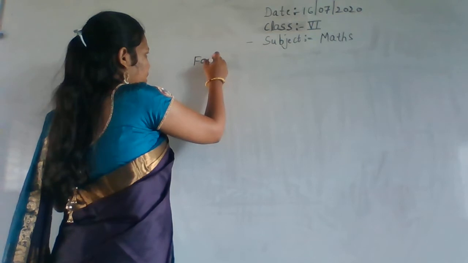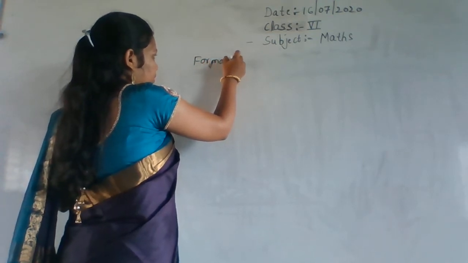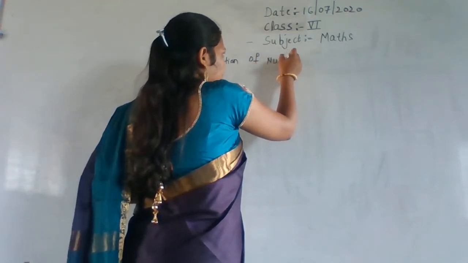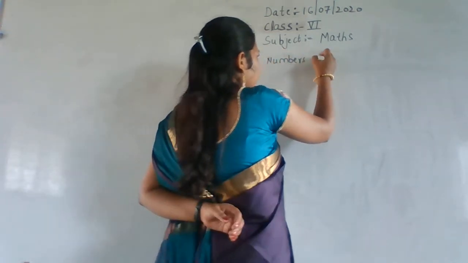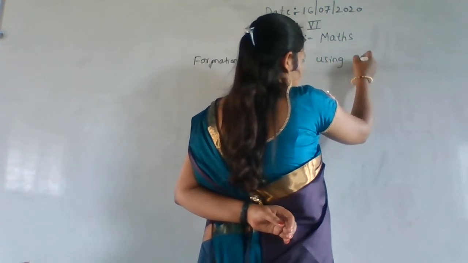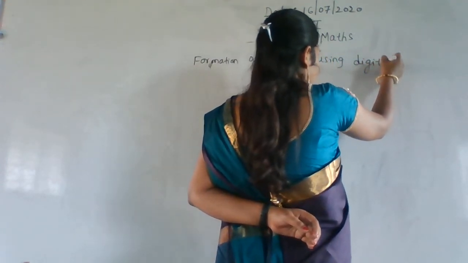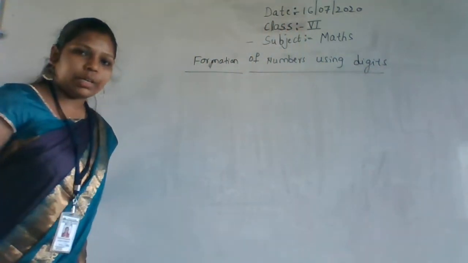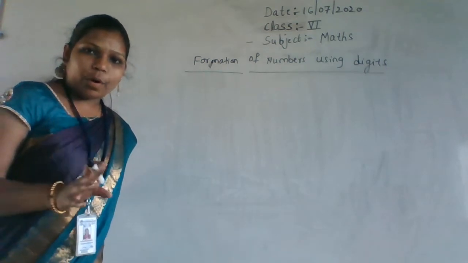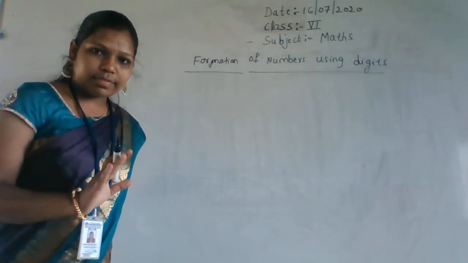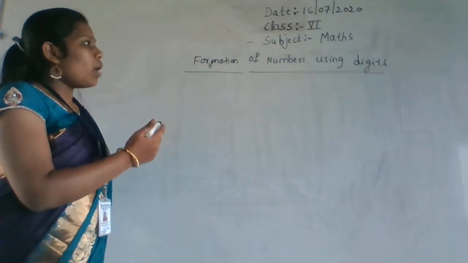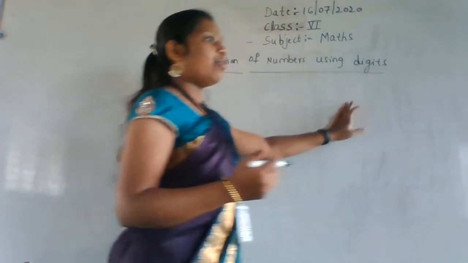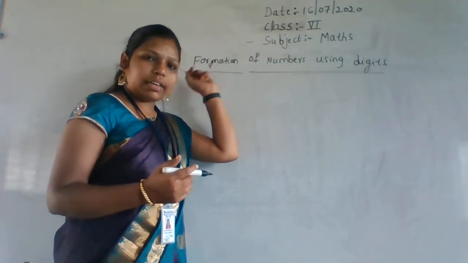Formation of numbers using digits. Okay. If you know the ascending and descending order, then only it will come. Otherwise, it will not come. I hope everyone knows about the ascending as well as the descending order. So now I am going to teach the formation of numbers using digits. How to form the numbers using given digits.